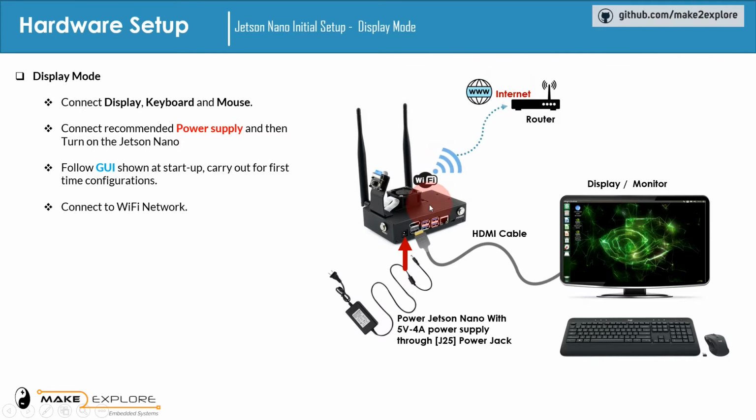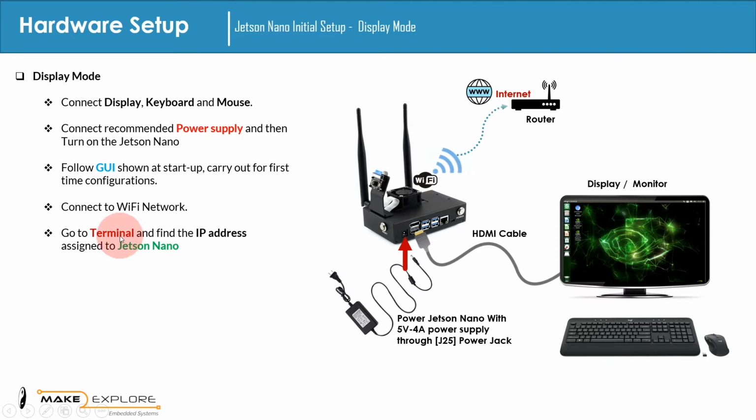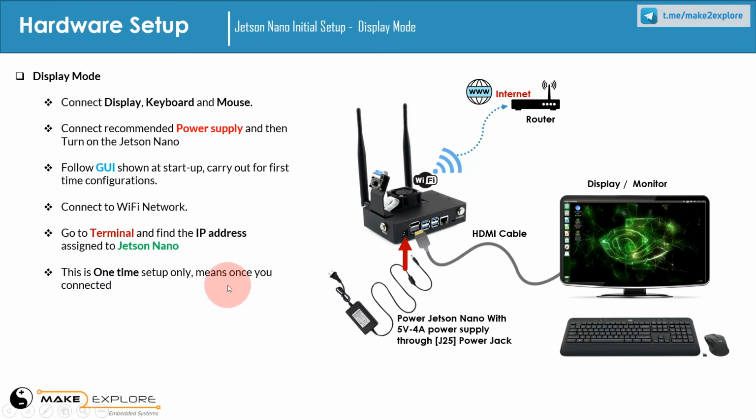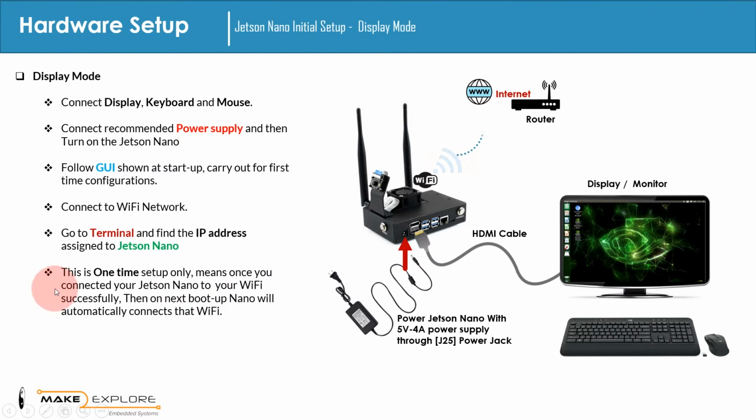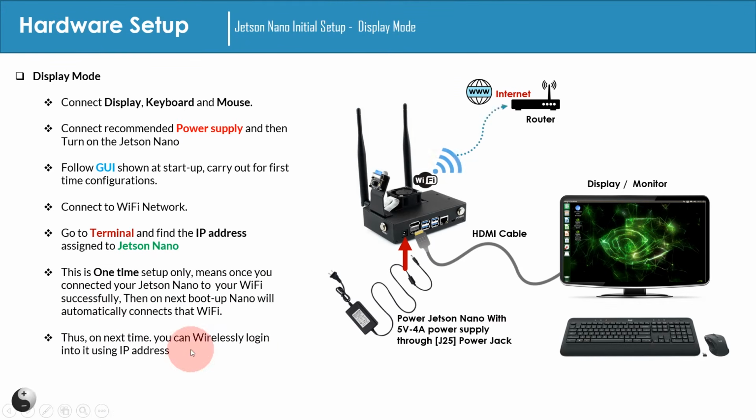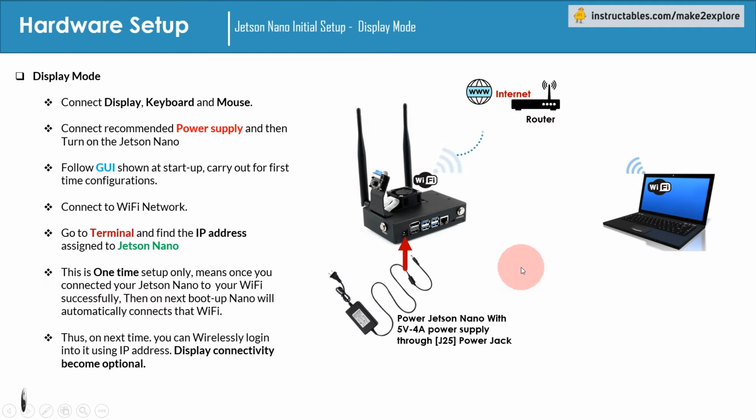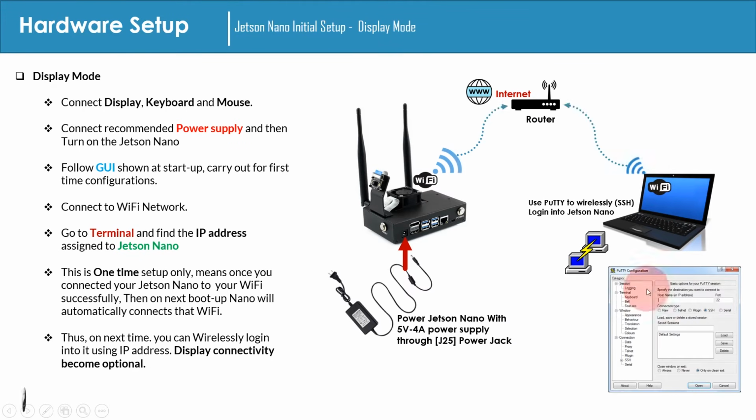So, once you set up Jetson with Wi-Fi, you can execute ifconfig command in terminal to get your IP address of Nano. This is one-time setup only, means once you connected your Jetson Nano to your Wi-Fi successfully, then on next boot up, Nano will automatically connect that Wi-Fi. Then next time, there is no need to connect these monitor, keyboard, and mouse. Instead, you can wirelessly log in into your Jetson Nano using its IP address from your laptop. So, this was standard method of setting up Jetson Nano by using display monitor.